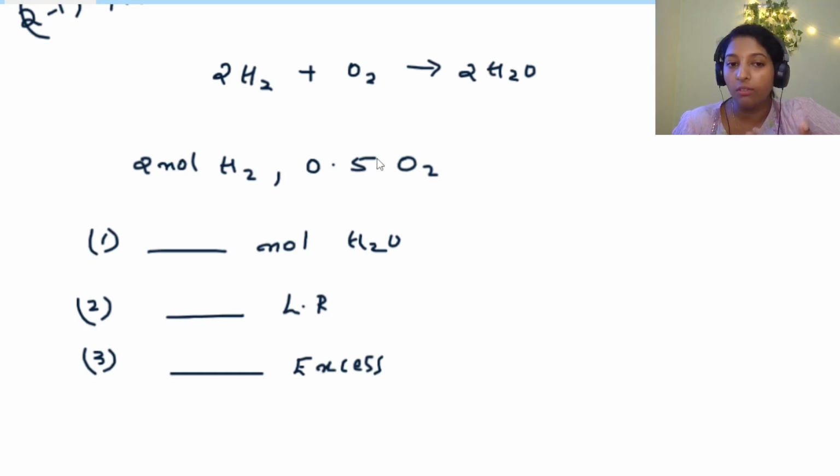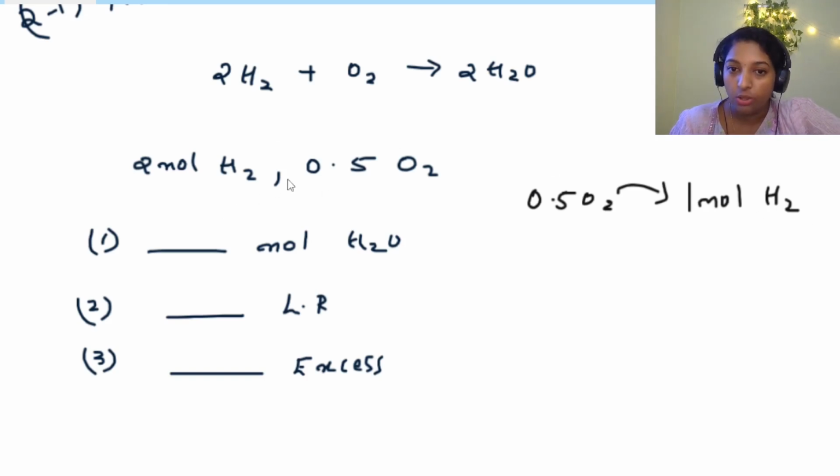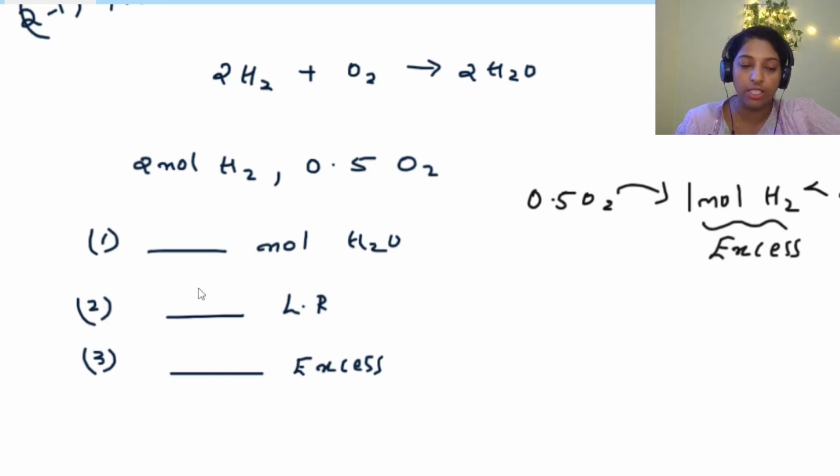If you start with the oxygen, think about it. See, 0.5 moles of oxygen require 1 mole of hydrogen, but there are 2 moles of hydrogen. So more than the required amount is there. Correct? So hydrogen is the excess reagent, because there are actually 2 moles. So that's why hydrogen is the excess reagent, and you can consider oxygen as the limiting reagent.